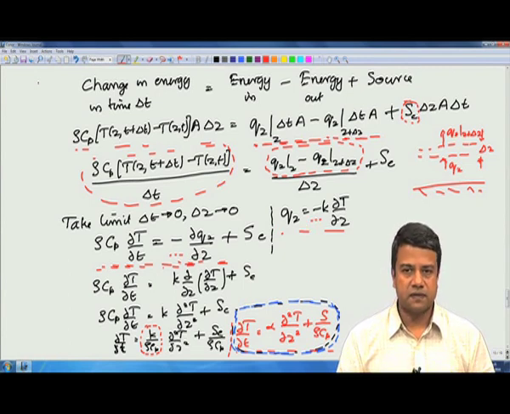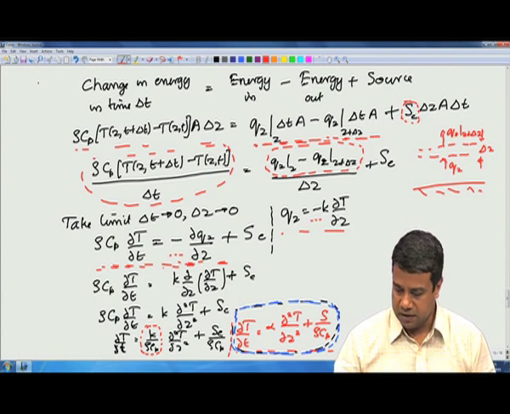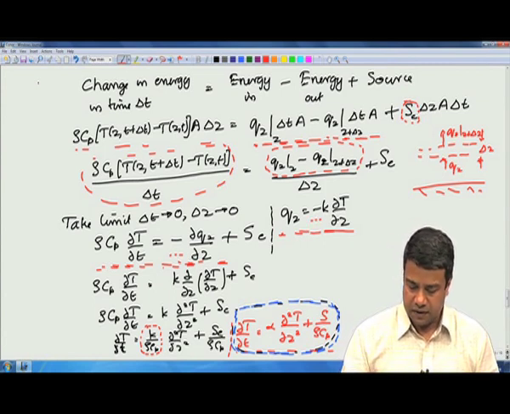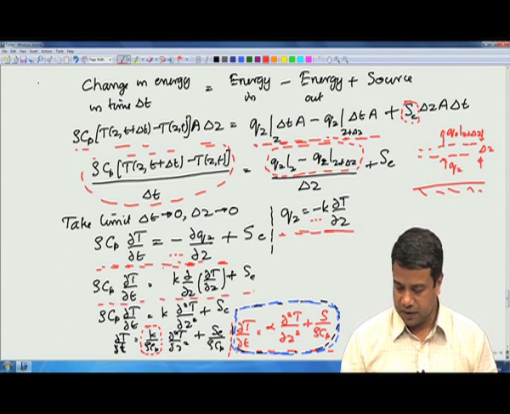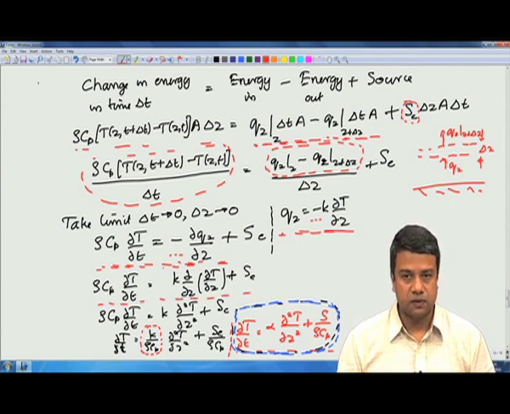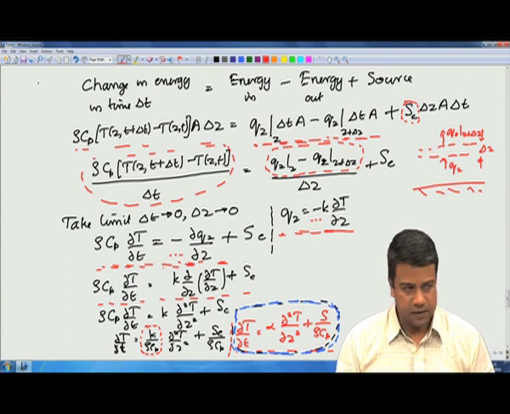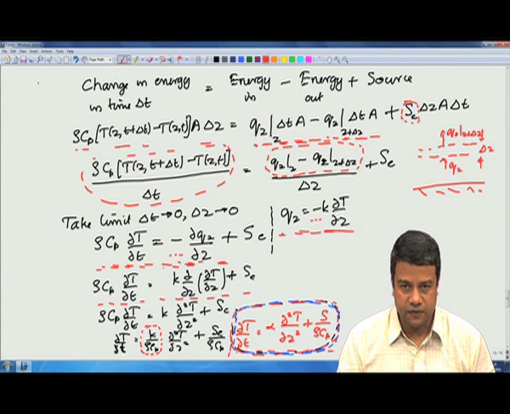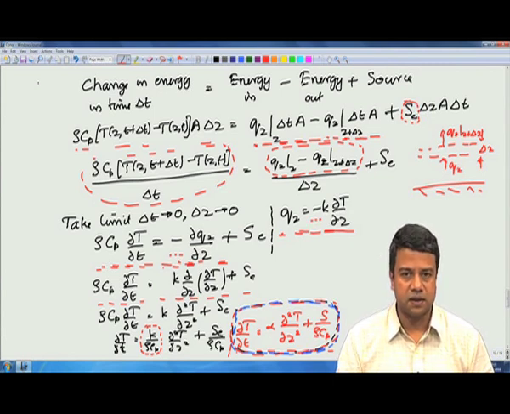In the constitutive relation for the heat flux, qz is equal to minus k dT by dz. Energy is transported from regions of higher temperature to regions of lower temperature, therefore the negative sign. And when you put that in, you get the balance equation of this form. Alternatively, if I divide throughout by rho Cp, the balance equation basically becomes a diffusion equation: dT by dt is equal to the diffusivity times d square T by dz square plus the dimensionless source.